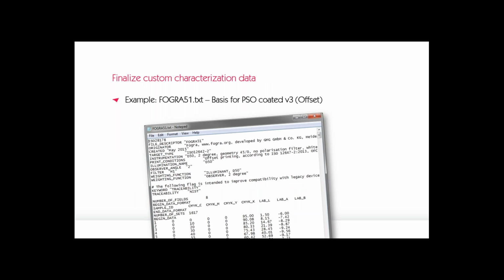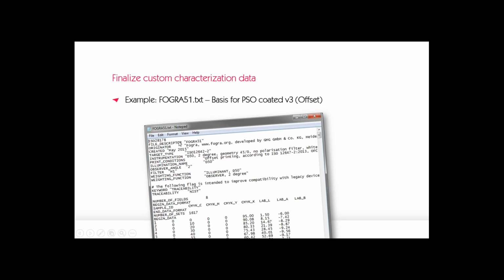So how can a final characterization look like? We have an example here from FOGRA 51 TXT. You can export your own TXT file from Profile Editor and modify it in a normal text editor like Notepad. In OpenColor, the final characterization can be used within the OpenColor project for profile creation.